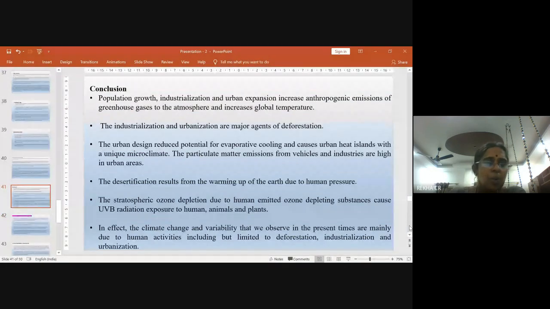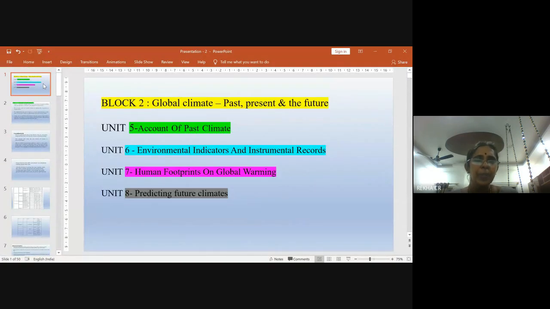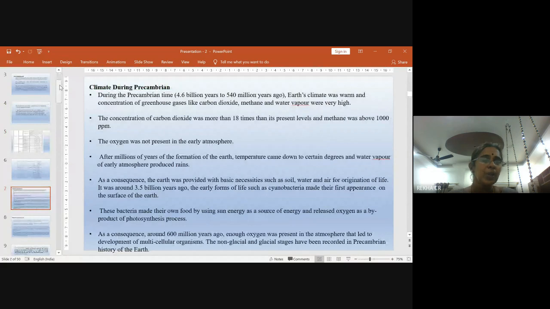So to conclude the third unit, human footprints on global warming. So, human footprints and global warming.